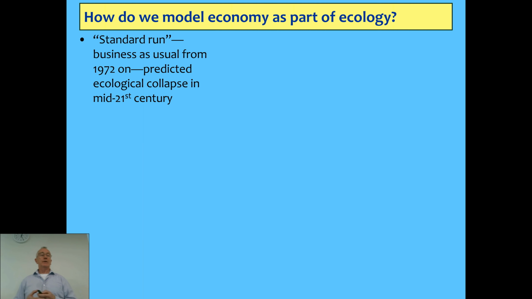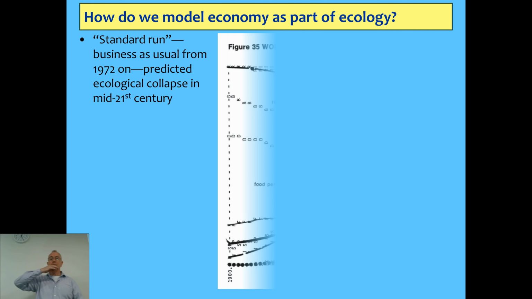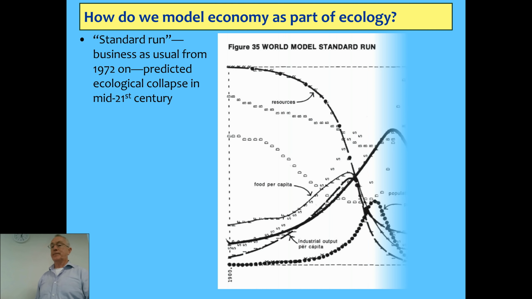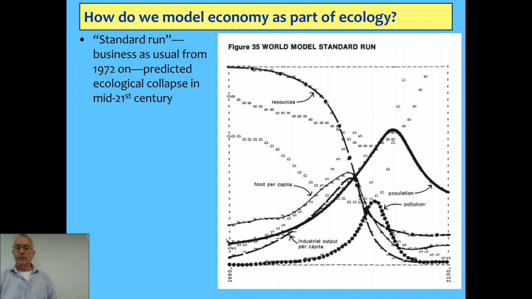When they did their standard run, where they said we just basically continue business as usual from 1972, they predicted something like the 3rd outcome. Here is the level of population rising. This is 1900 here, this is 2100 here. So they were predicting a peak for population of about, say, 2050. And they're saying pollution would rise before the whole thing and then collapse. We'd be exhausting our available resources. Food per capita would reach a peak in 2020 or thereabouts and start to fall. A pretty grim vision of where the planet might be.